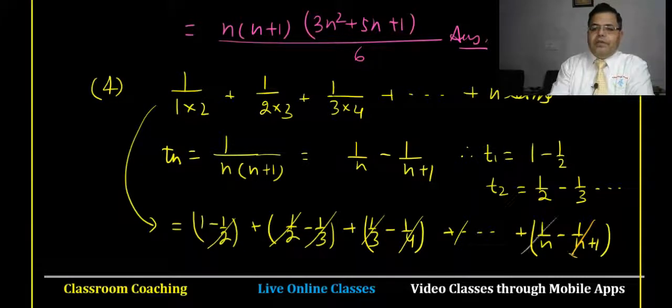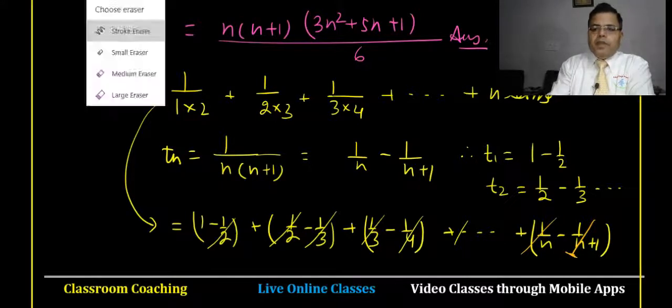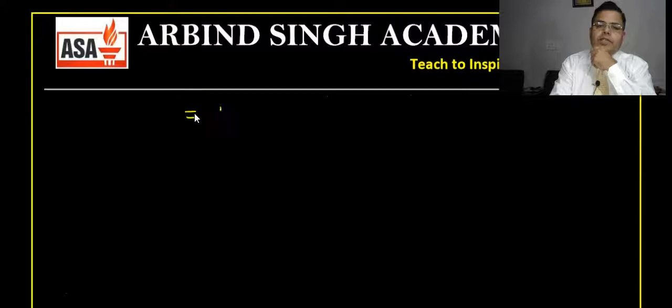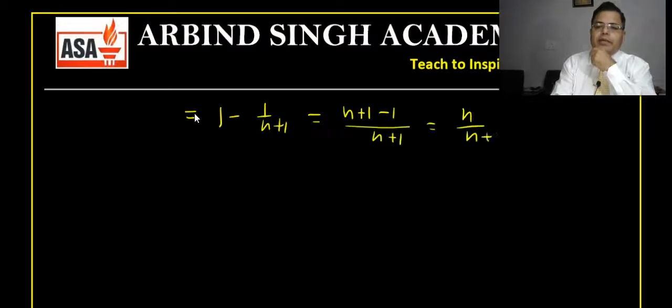So here this one will cancel, and what is left? The things left are 1 minus 1 upon (n plus 1), and that will be (n plus 1 minus 1) upon (n plus 1), and what is that? n upon (n plus 1). That will be the answer of this question.